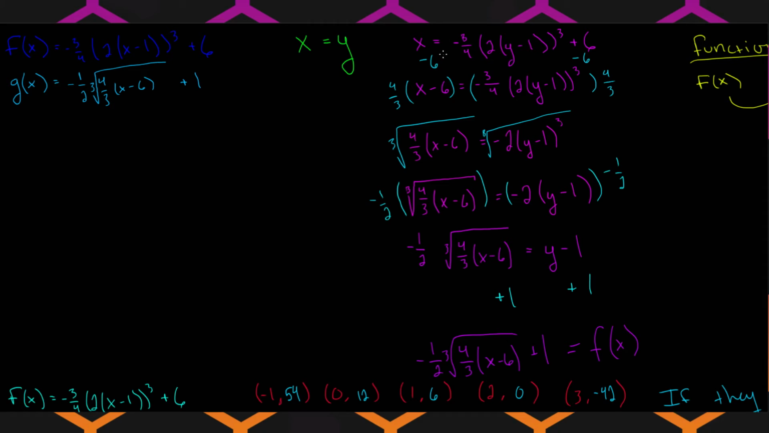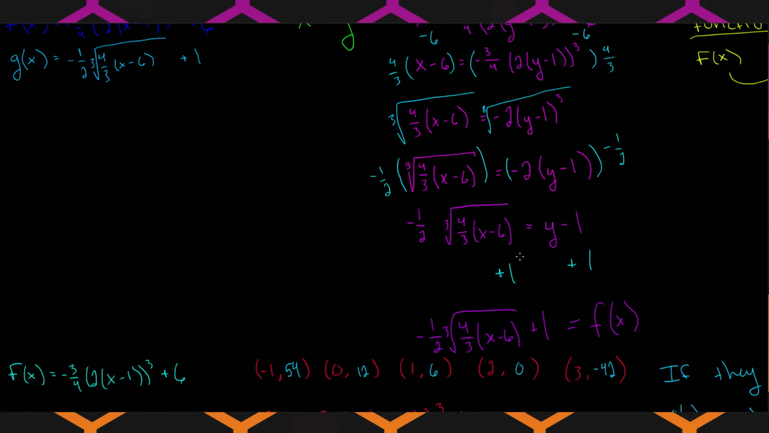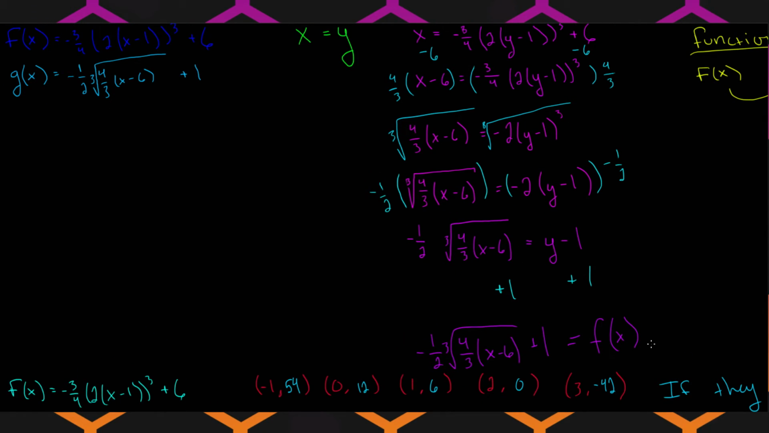So what we did was x equals negative 3/4 times 2 times y minus 1, not x minus 1, to the power of 3 plus 6. So after solving all that, or solving all for y, by cube rooting to get rid of the power of 3, multiplying by negative 1/2 to get rid of the 2, we find out that f of x does in fact equal g of x, because these two are the same equations.